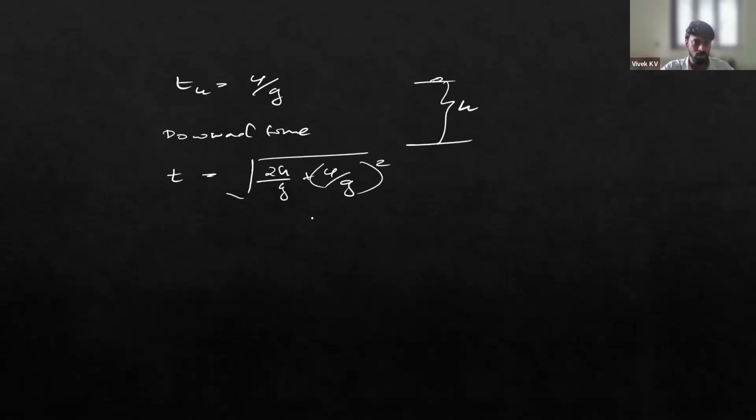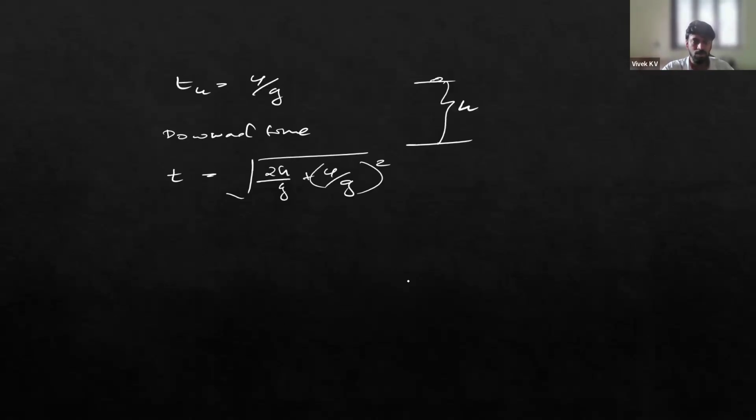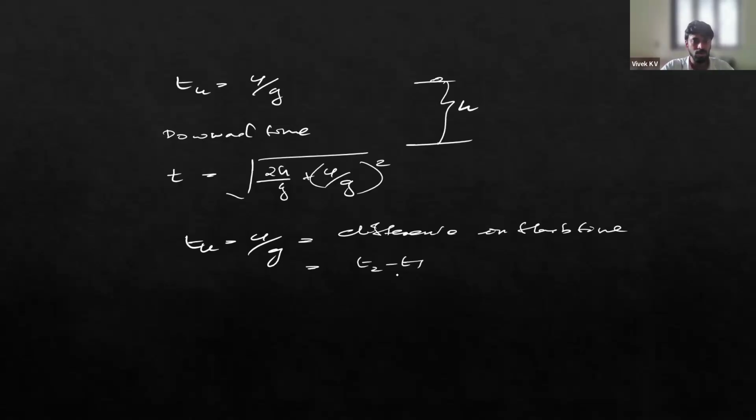So from this we have to calculate. T1 is the downward time, and if you calculate the difference in splash time, that is the extra upward time. So the difference in splash time is t2 minus t1. This is the extra upward time, which is given by u by g. So the extra upward time Tu is u by g, and that is equal to the difference in splash time. This is a very basic concept.